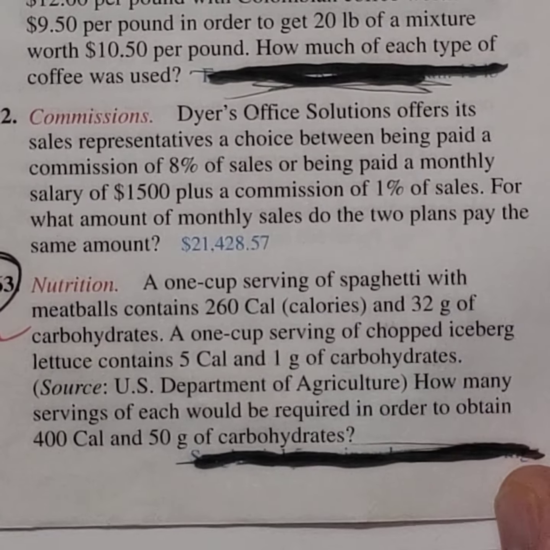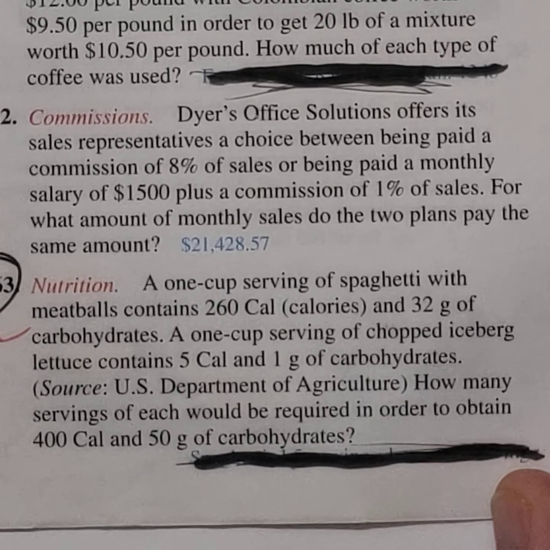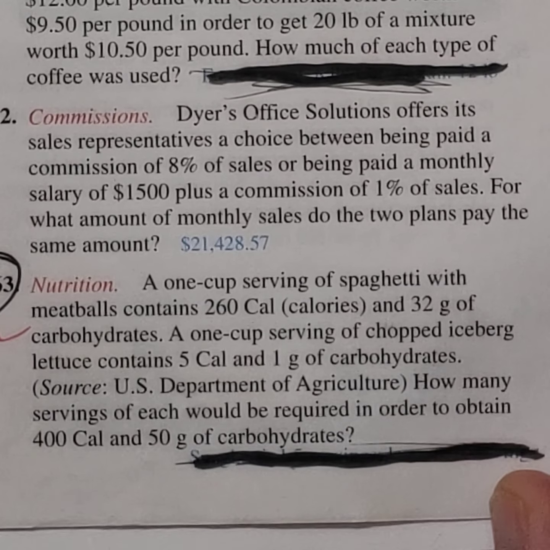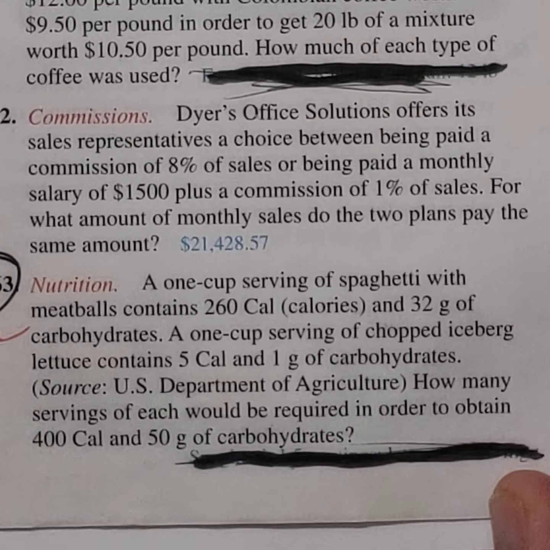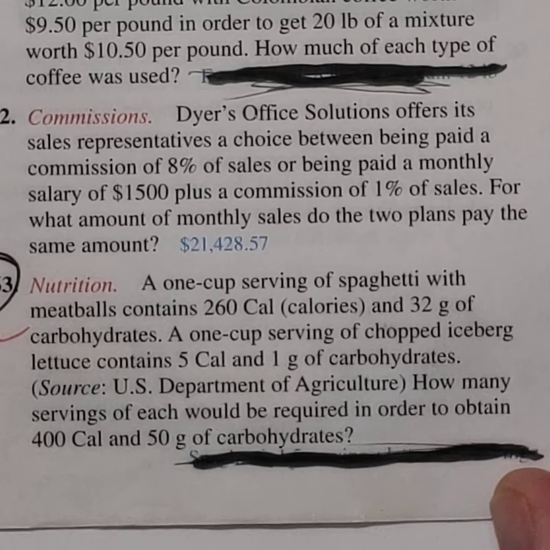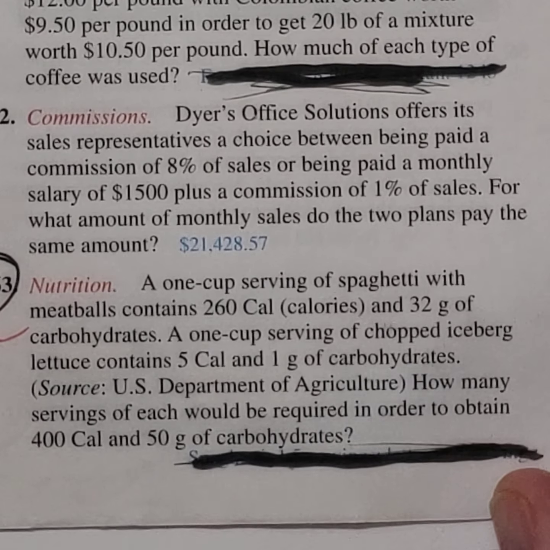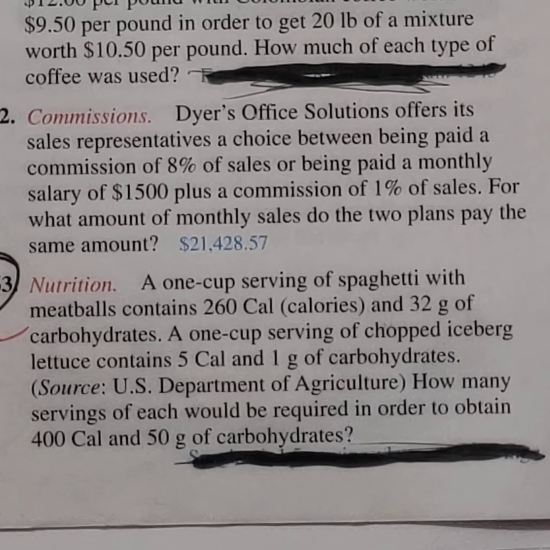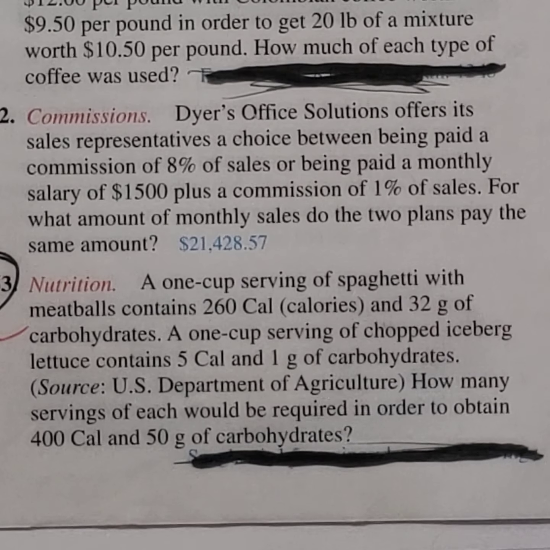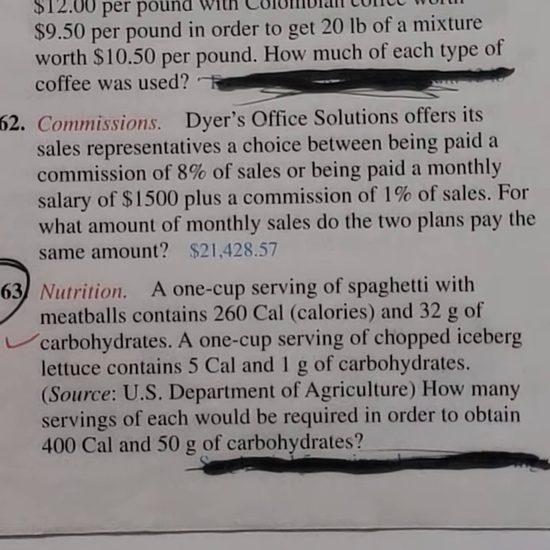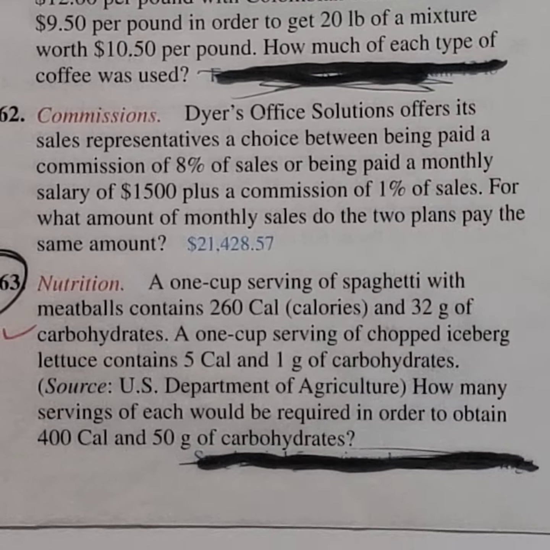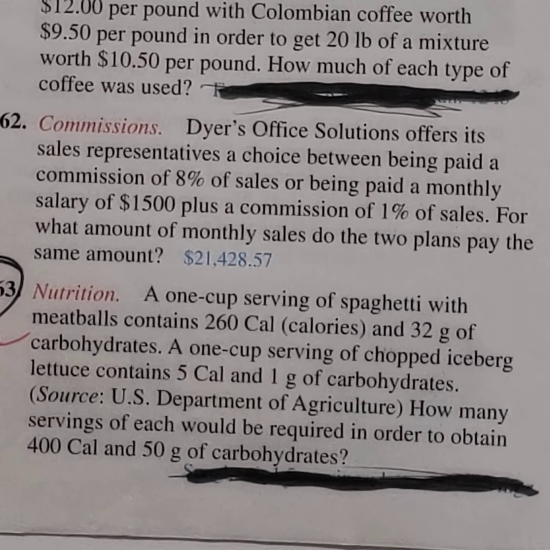A 1 cup serving of spaghetti with meatballs contains 260 calories and 32 grams of carbohydrates. A 1 cup serving of chopped iceberg lettuce contains 5 calories and 1 gram of carbohydrates. How many servings of each would be required in order to obtain 400 calories and 50 grams of carbs? Okay, find somewhere to write that information down so that you can check those numbers or see where they're coming from.